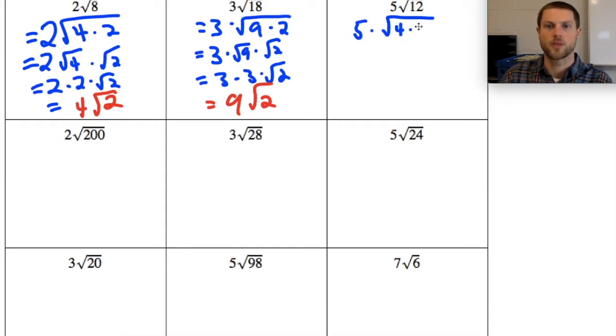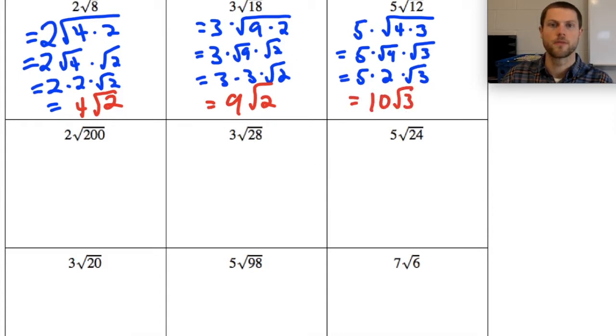For the third example, I have 5 times the square root of 12, which is 12 can be written as 4 times 3. So this is going to equal 5 times the square root of 4 times the square root of 3, which is equal to 5 times 2 times the square root of 3. 5 times 2 is 10, so the final answer is 10 times the square root of 3.